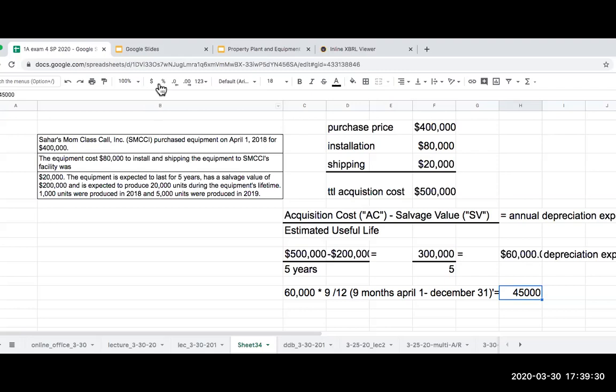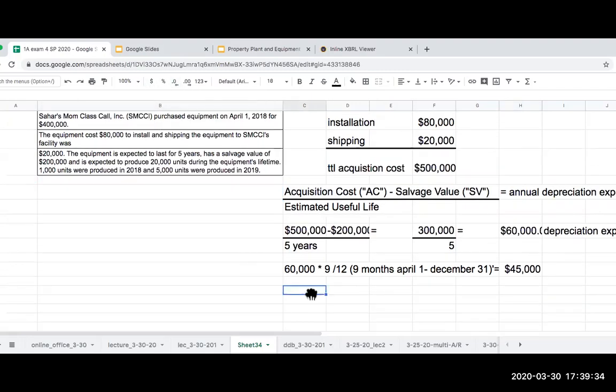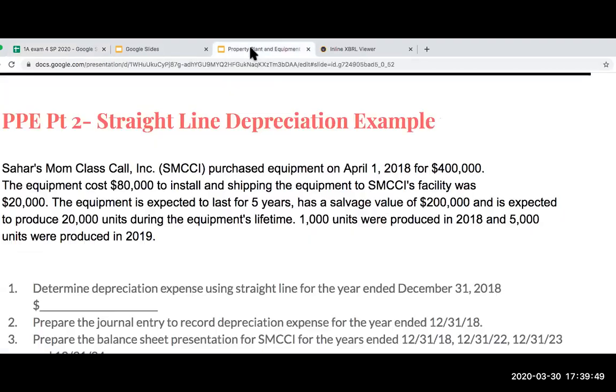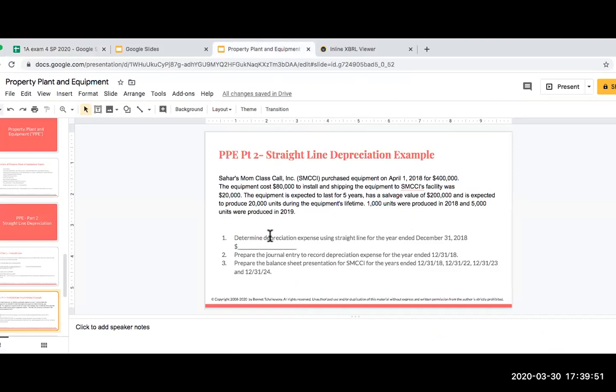So for 2018, the amount of my depreciation expense is going to be $45,000. As we look at this right here, that's my first thing that I'm being charged with, the amount of my depreciation expense, $45,000.